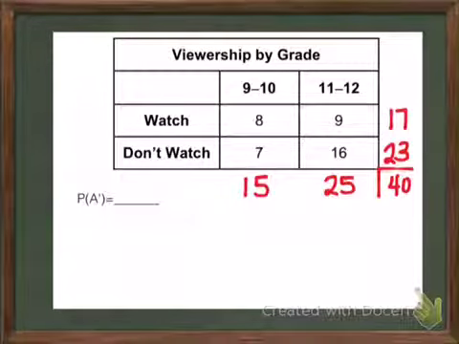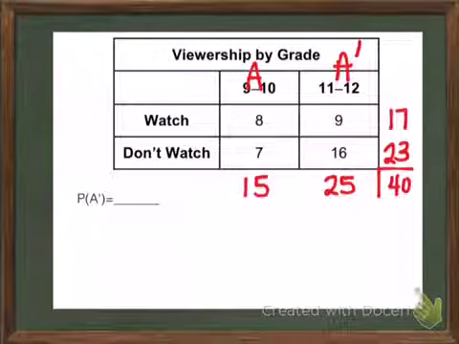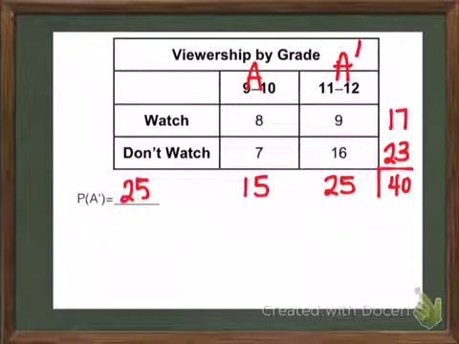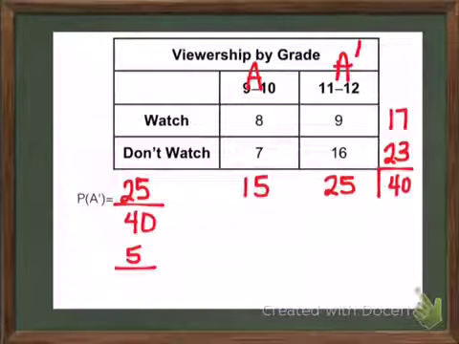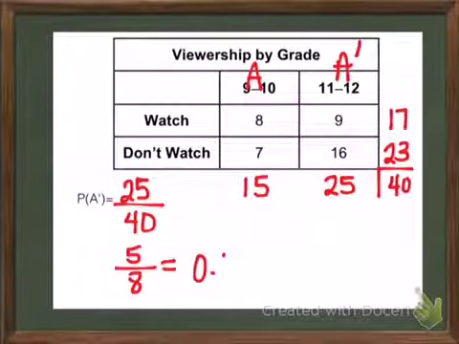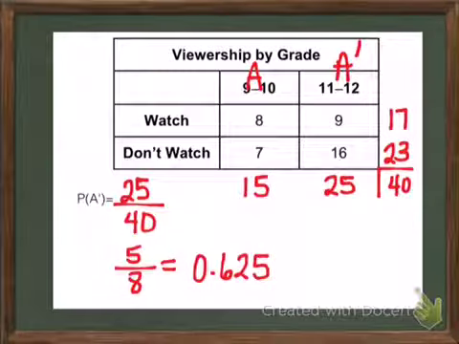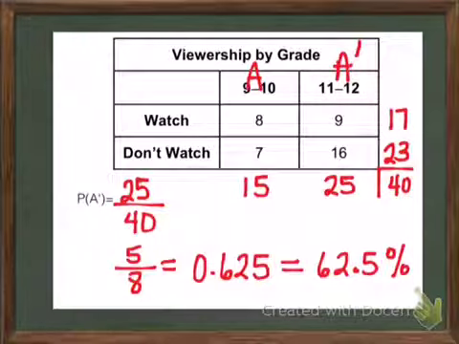Now this question says P of A prime, which means when it has the apostrophe, remember that is the complement. So we're wanting to find the probability of somebody that's not 9 to 10. So this would be the 11 and 12 if they're not 9 to 10. So the number of people that are 11 to 12 are 25 over your total, which is 40, which that fraction can be simplified by a common factor of 5, which would be 5 over 8. If I wanted to express that as a decimal, I would divide 5 divided by 8, which gives me 0.625. I could also express that as a percent by multiplying by 100, or simply moving my decimal 2 spaces to the right. So the probability of choosing somebody that is not 9 to 10 is 62.5%.